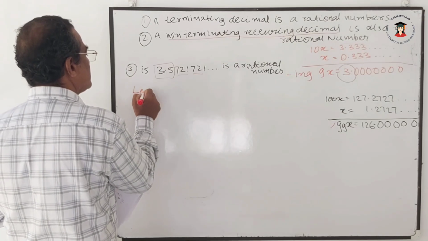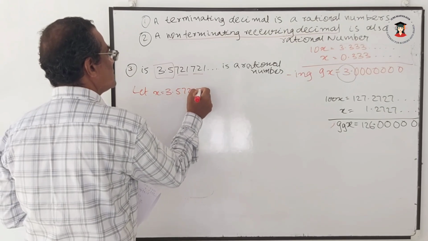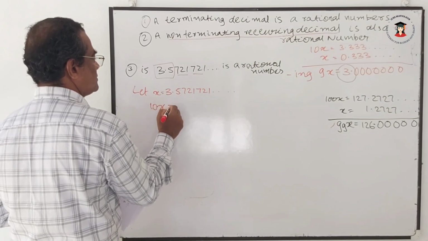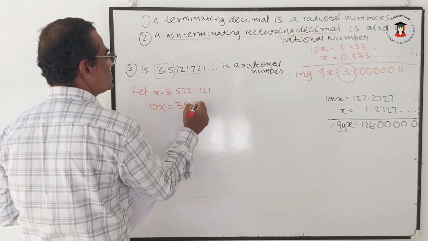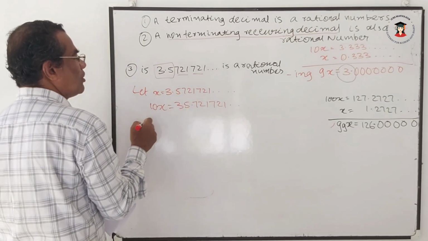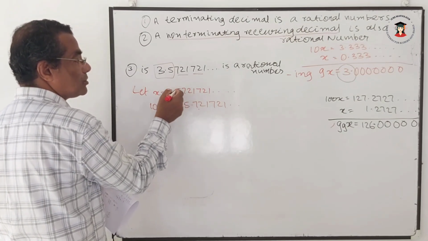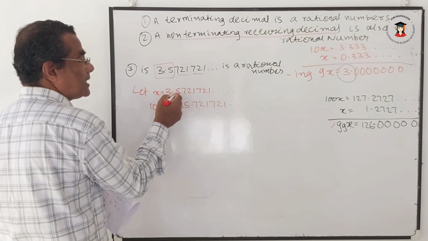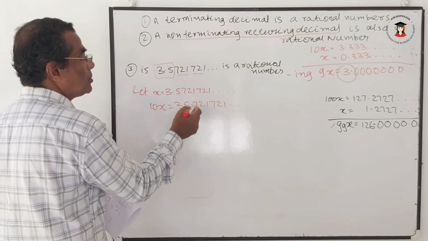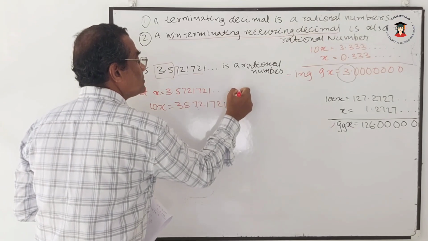Let x is equal to 3.5721721, etc. Now I am going to find 10x will be equal to 35.721721, etc. This 5 will come before the decimal. Now I need to see that in these equations the digits after the decimals are not the same. Here it is 5 and here it is 7. So this equation, say this is equation number 2, this is equation number 1.